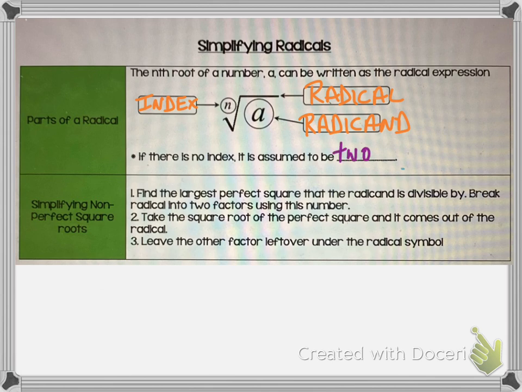Now if you don't see a number outside here as the index, then you've always got to assume that it is a 2, and that's known as a square root. Now we want to look for perfect squares that the radicand is divisible by, and that'll help us break these down. Is that the only way to work these? No, but that's one way to work them out. So we're going to look at that next.